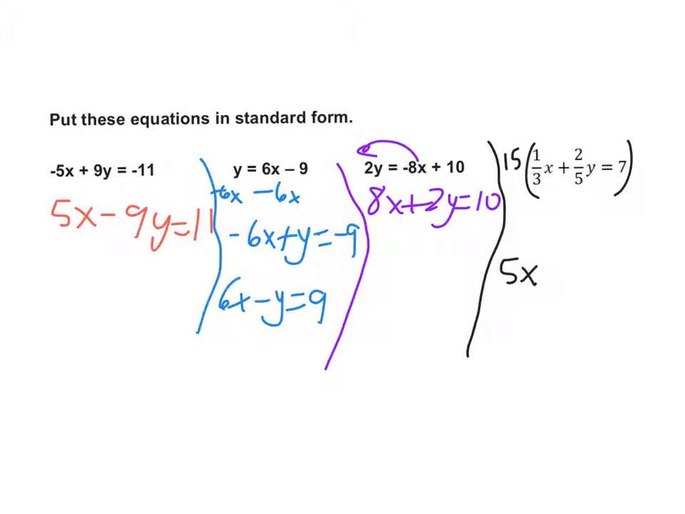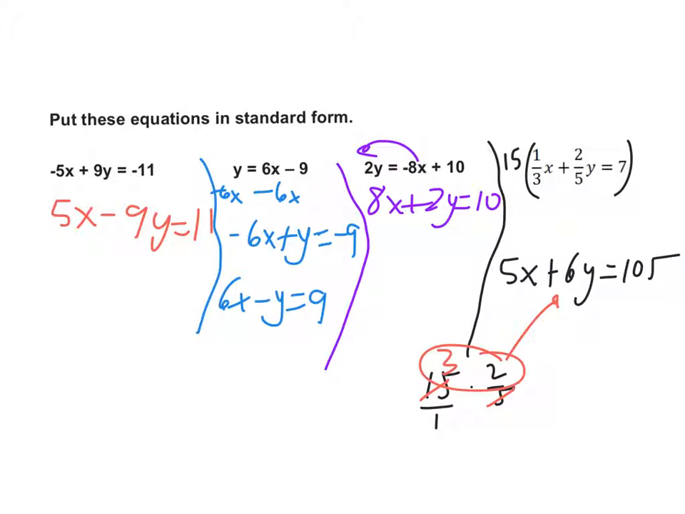15 times 2/5. So the 5 goes into 15 3 times. 3 times 2 is 6. And then the last one is 15 times 7 is 105. So let me show you that one again. 15 times 2/5, it's like 15 over 1. 5 goes into 15 3 times. That's where the 6 comes from. Okay?